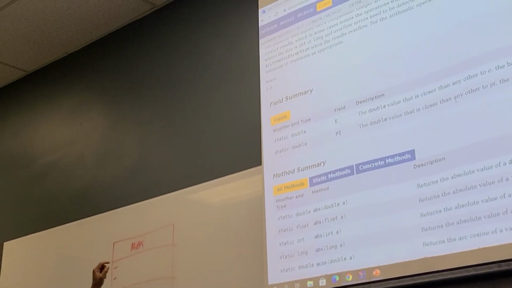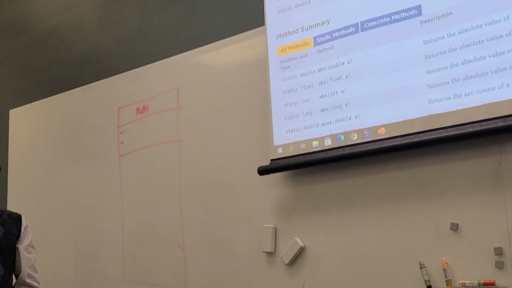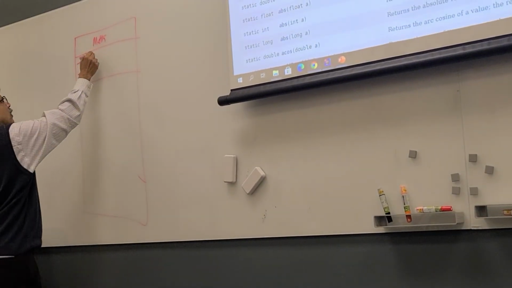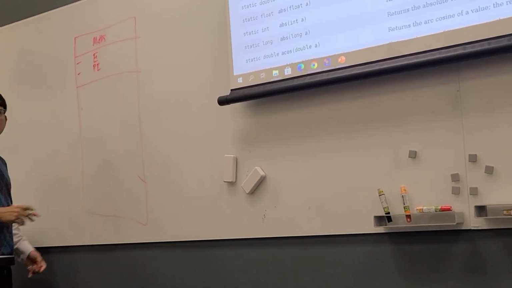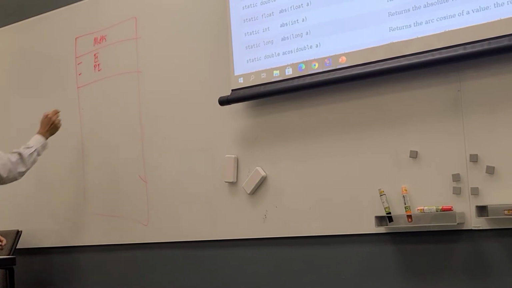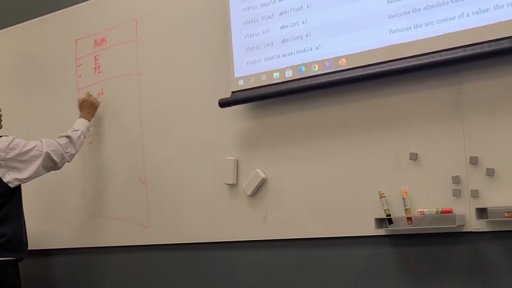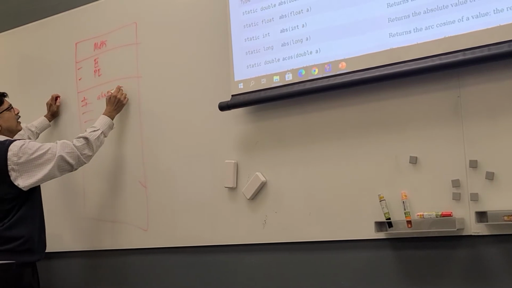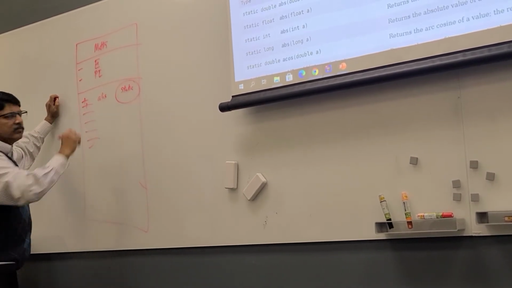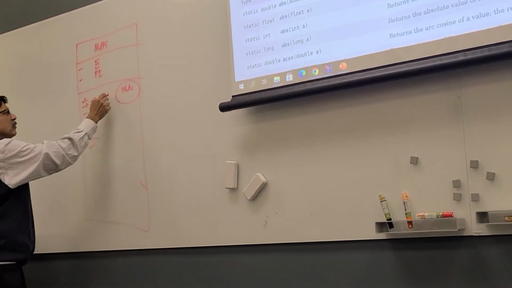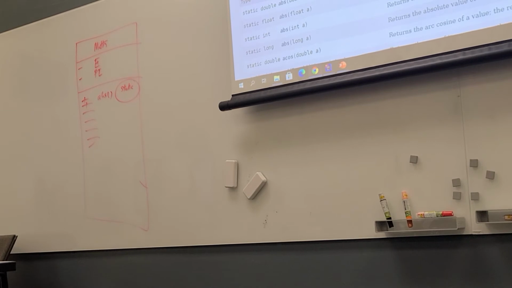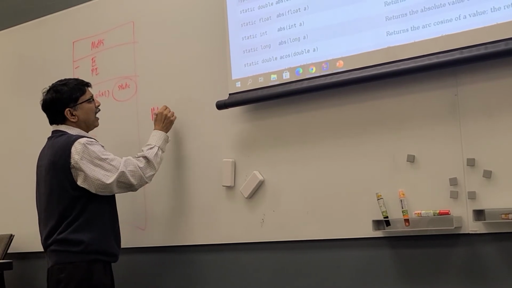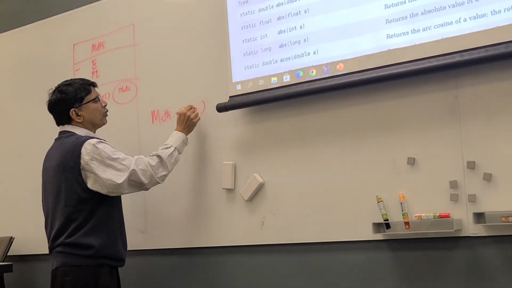How many attributes or variables are here in the Math class? It's on the screen. How many there? How many? Two. What is that? E and pi. That's it. How many methods? Maybe a lot. Abs, everything is plus. Okay? Plus, all of them are static too. See, everything is static. That is the reason you could really say Math.abs(4.5).